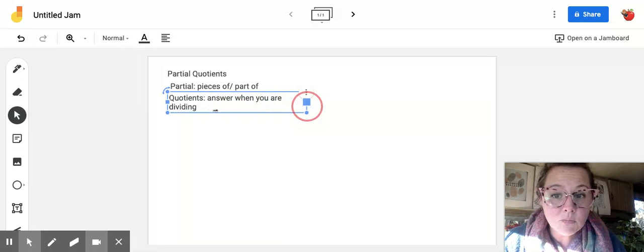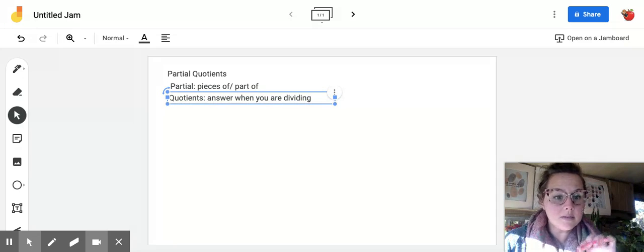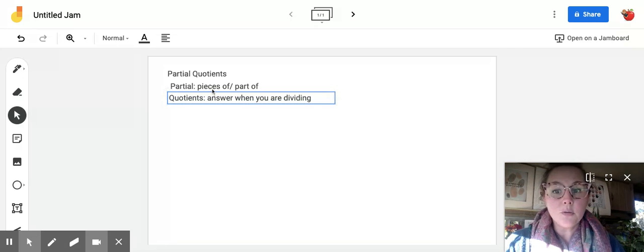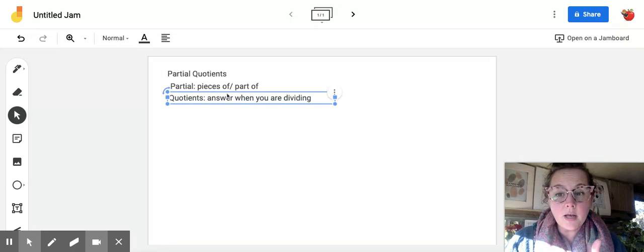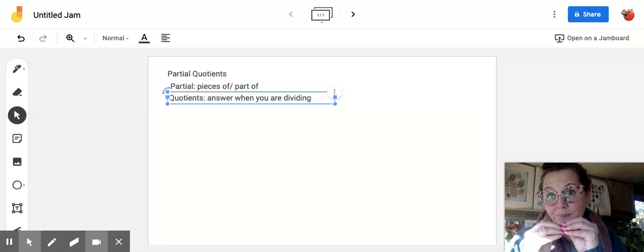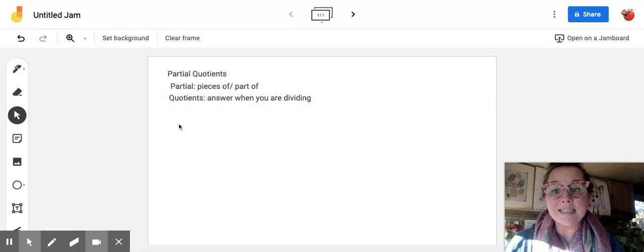In multiplication, we call it the product. In division, we call it the quotient. So partial is a piece of or a part of, and a quotient is the answer when you're dividing. So a partial quotient is a piece of or a part of your division answer. Does that make sense? Okay, so now let's talk about estimating.